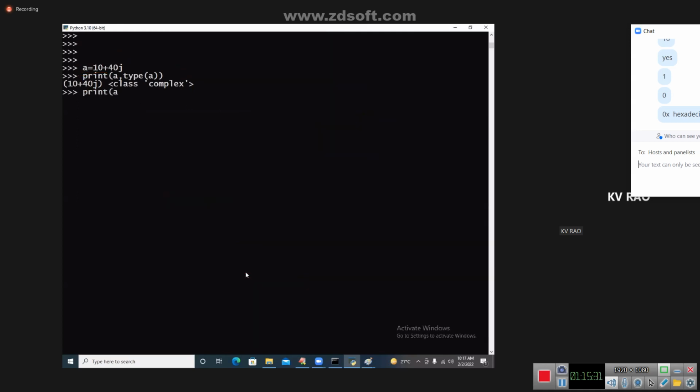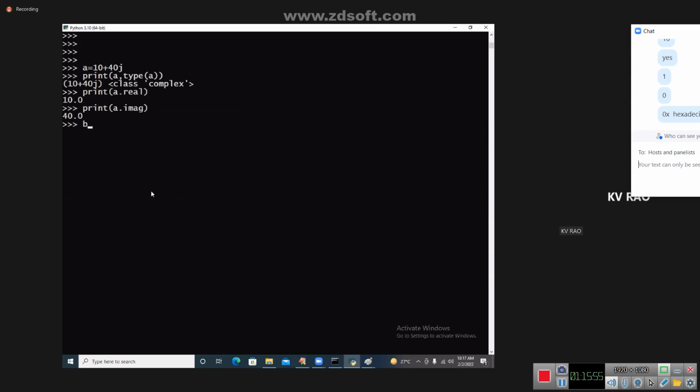Print of A dot real. See, 10.0. Next, A dot imag. I am getting 40.0. Internally, the real part and the imaginary part are available in the form of floating point.